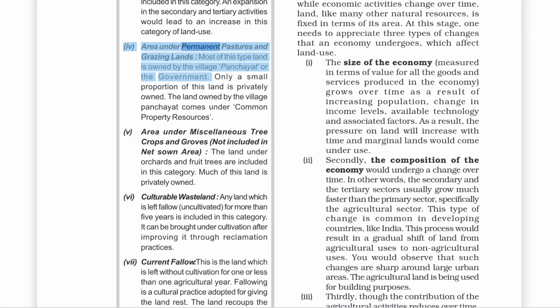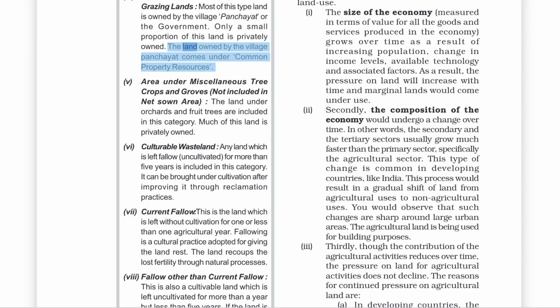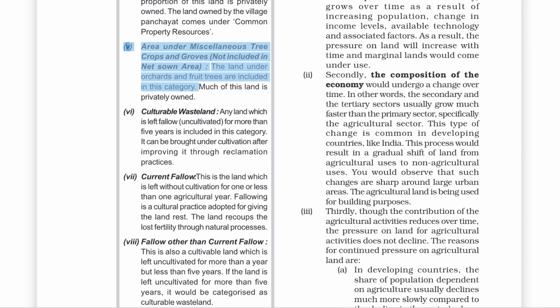4. Area under permanent pastures and grazing lands. Most of this type of land is owned by the village panchayat or the government. Only a small proportion of this land is privately owned. The land owned by the village panchayat comes under common property resources. 5. Area under miscellaneous tree crops and groves not included in net sown area. The land under orchards and fruit trees is included in this category.